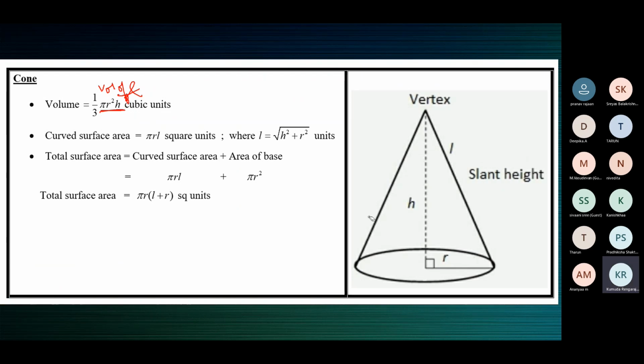Now, before that, when it comes to a cone, we need to understand the meaning of these three letters: L, H, and R. H, as you understand, is the height of the cone. R is the radius of the cone. When you look at the cone, you can see the curved surface area of the cone and the area of the circle below. The cone is made up of these two areas, the curved surface area and the area of the circle.